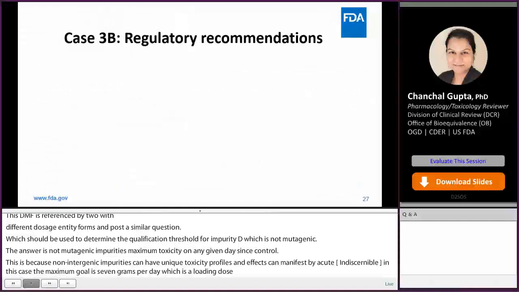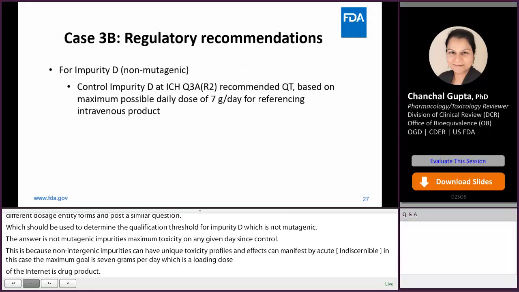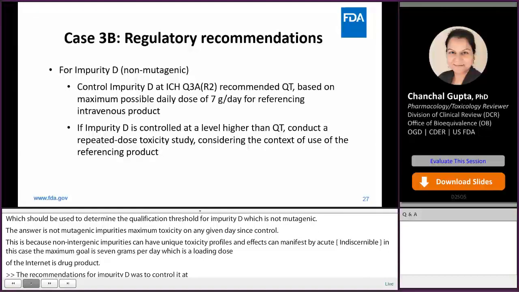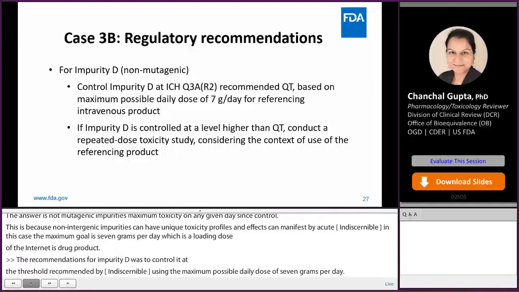Our recommendations for impurity D were to control it at the qualification threshold recommended by ICH Q3A using the maximum possible daily dose of 7 grams per day. Alternatively, if impurity D is controlled at a level higher than the QT, conduct a repeated dose toxicity study to address the general toxicity of impurity D, keeping in mind the context of use of the referencing product.